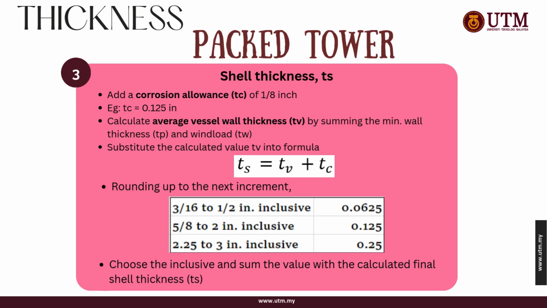Next, to calculate the shell thickness Ts of the packed tower, firstly we need to add a corrosion allowance Tc of 1/8 inch. Then, calculate the average vessel wall thickness Tv by summing the minimum wall thickness Tp and the thickness to withstand the wind load Tw. Substitute the calculated value Tv into the formula where the shell thickness is the average vessel wall thickness plus corrosion allowance. Next, we need to round up to the next increment and finally choose the inclusive sum value as the calculated final shell thickness Ts.